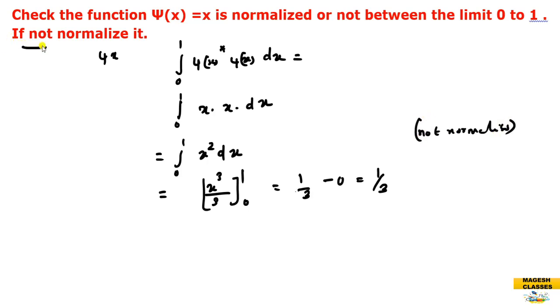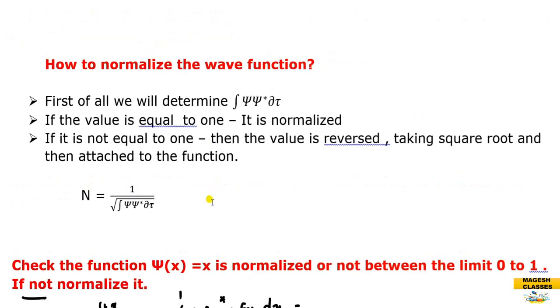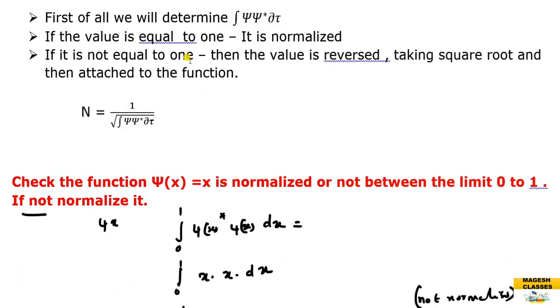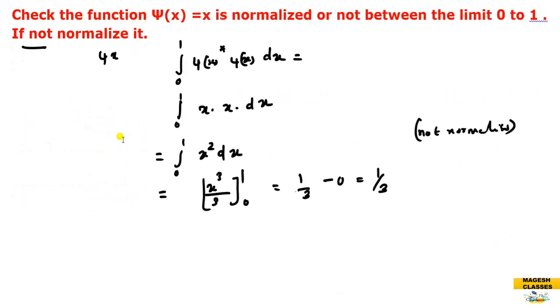Then we have to normalize it. For normalization, what are the steps involved? First, we determine the integral of the square of the wave function. If equal to 1, it is normalized. Otherwise, the value is reversed, taking the square root, and then attached to the function, that is, the normalization constant N is equal to 1 by the square root of this value. So this is the normalization part. The value 1 by 3 is reversed, that is 3 by 1, and taking the root gives root 3. The root 3 is attached to this wave function. So the given wave function psi x is equal to root 3 x.